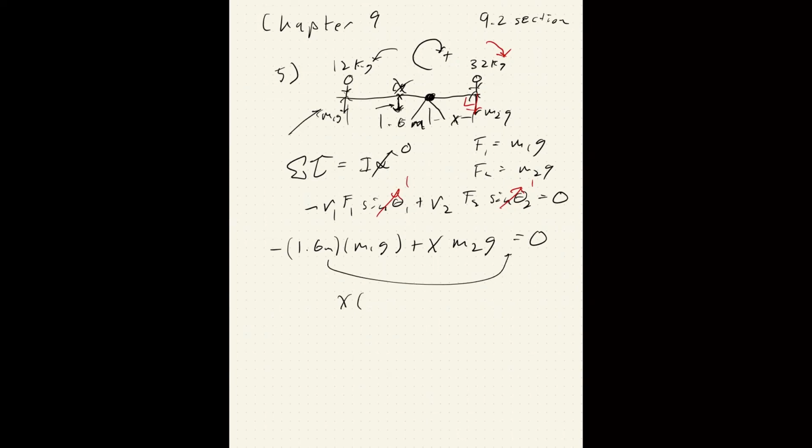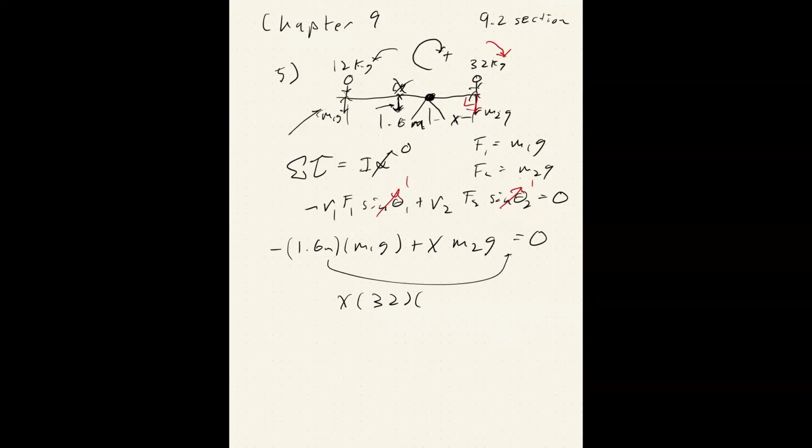So I get X times, now M2 was 32, times 9.8 equals, and if I take that negative 1.6, I have to add it to both sides. So I get 1.6 times M1, which in this case is 12, times G, which is 9.8. So I'm going to do the multiplication on this side.